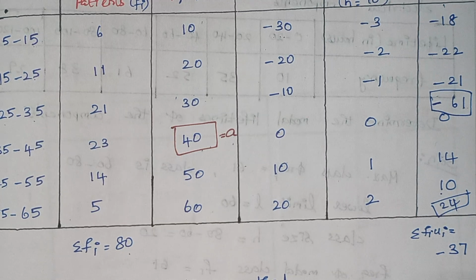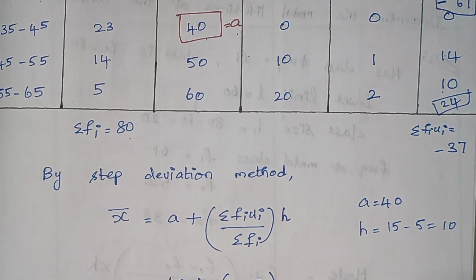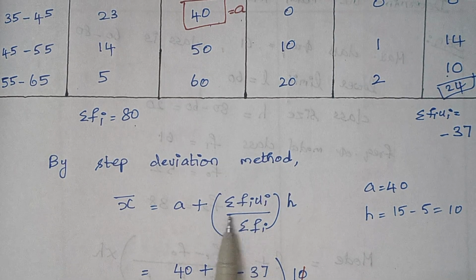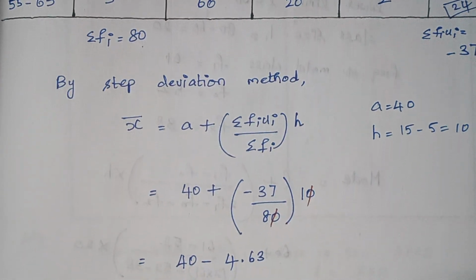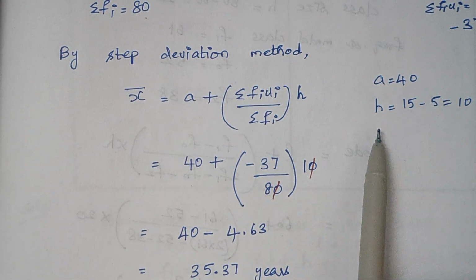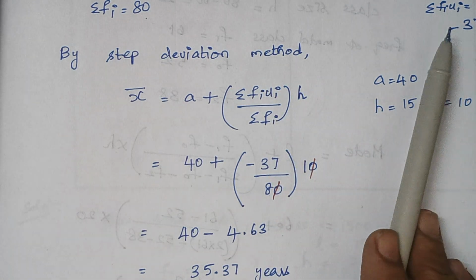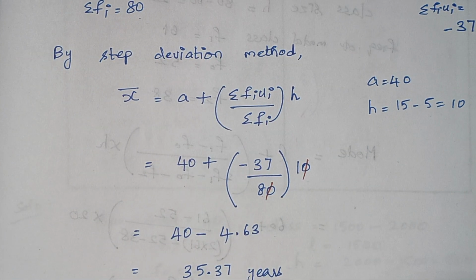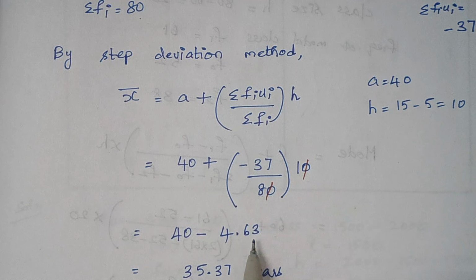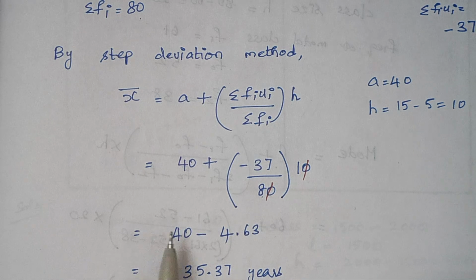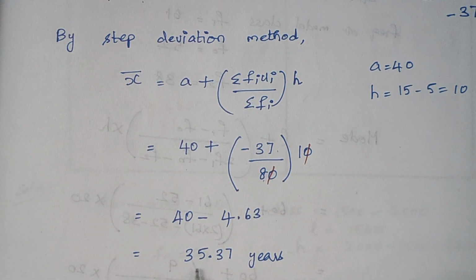Now by the step deviation method, what is the formula? The formula is given by a plus summation of fi ui by summation of fi, into h. Here we know the value of a. The value of a is 40 and h is 10. And we had calculated the summations, so we just have to substitute. So it is minus 37 by 80 into 10, and finally minus 37 by 8 gives you 4.63. So 40 minus 4.63 gives you 35.37. This is the value of the mean of the given data.